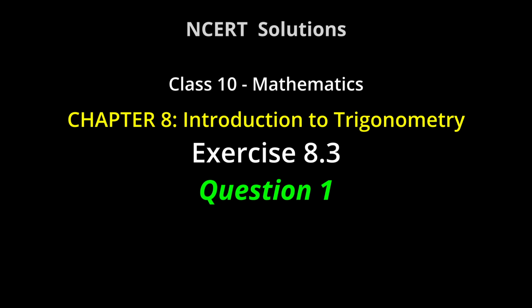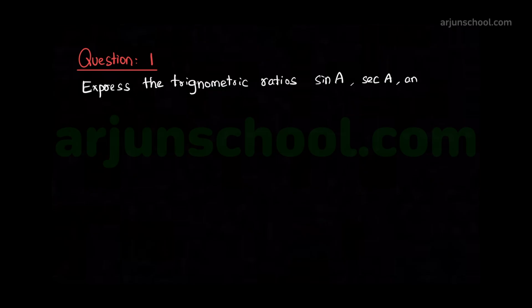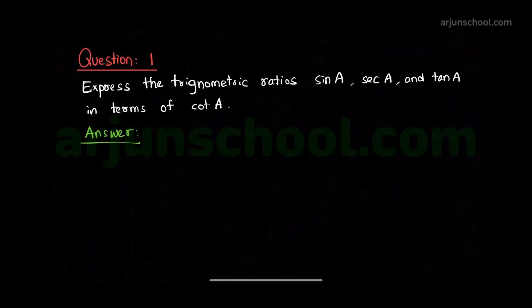NCERT Solutions, Class 10, Maths, Chapter 8, Exercise 8.3, Question 1. Express the trigonometric ratios sin A, secant A, and tan A in terms of cot A. Let us start with writing tan A in terms of cot A.